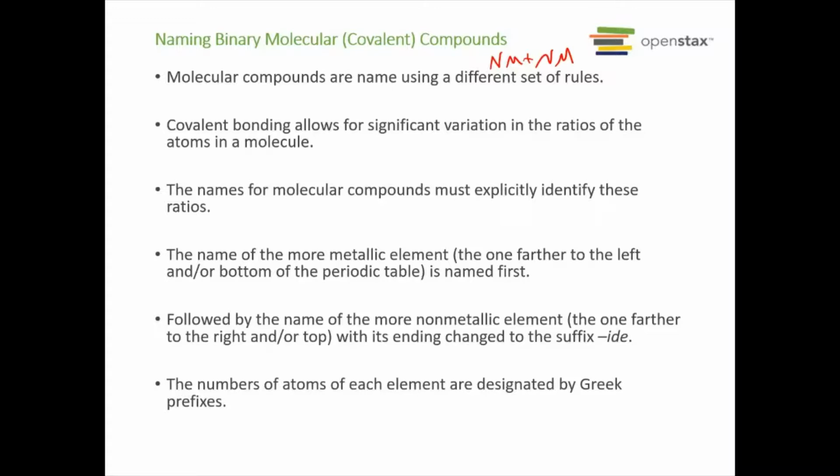And then the next part of the name is the least metallic, or the one furthest to the right or furthest towards the top of the periodic table. And then we change its ending to "ide," just like we did with the ionic compounds. And then we have to use those Greek prefixes like we did for hydrates to specify the numbers of each atom in the molecule.